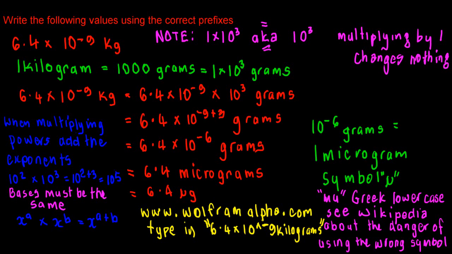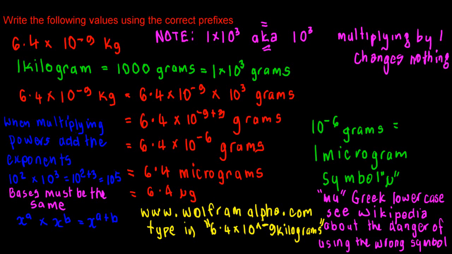So here's our 6.4 times 10 to the negative 9 kilograms. We're going to convert it to grams by multiplying it by 10 to the power of 3. Now when we do that, we get 6.4 times 10 to the negative 9 plus 3 grams. Need to know a little bit of information about this negative 9 plus 3. When multiplying powers, we add the exponents.